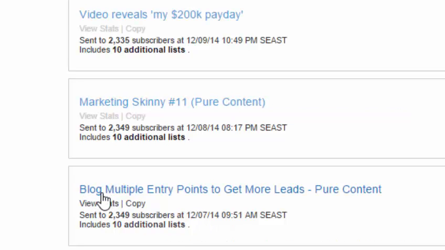This one at the bottom here, "Blog multiple entry points to get more leads," is pure content. That's another good one. So that's another category, pure content. Tell people in the subject line, because people like the idea that it's not going to be aggressively promotional. It's pure content. And I telegraph to them what the content is going to be. Anything to do with getting more leads is always of interest to marketers.